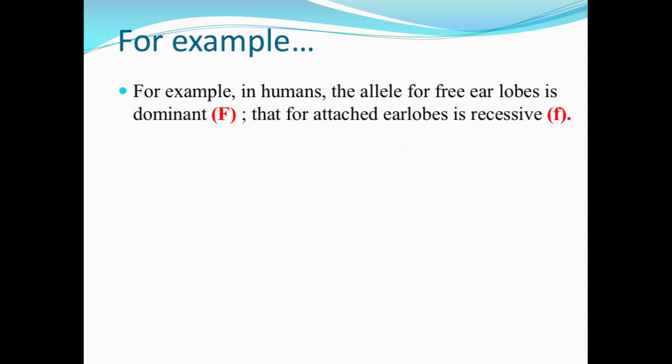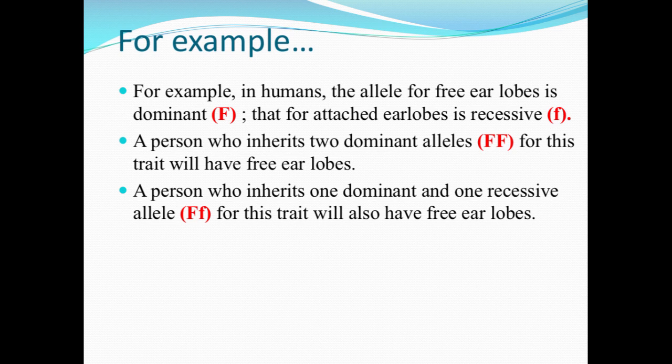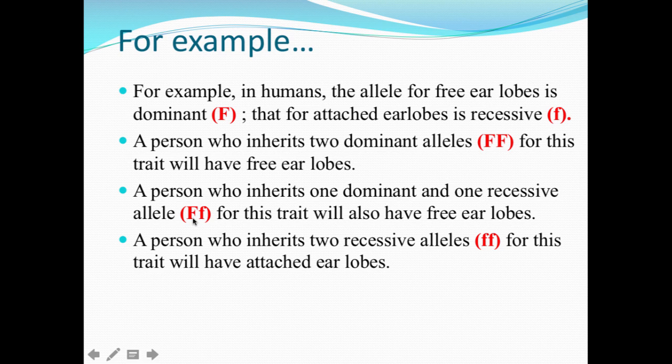So let's say the allele for free earlobes, which is unattached, is dominant, capital F. And to have attached earlobes is recessive, little f. If a person inherits 2 dominant alleles, big F, for this trait, they're going to have free earlobes. If a person inherits 1 dominant, 1 recessive, which remember we call heterozygous, they're still going to have free earlobes because they still have this dominant trait. The only way that you can have attached earlobes is if both of the alleles are recessive.